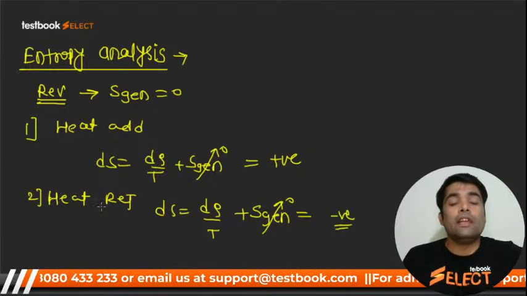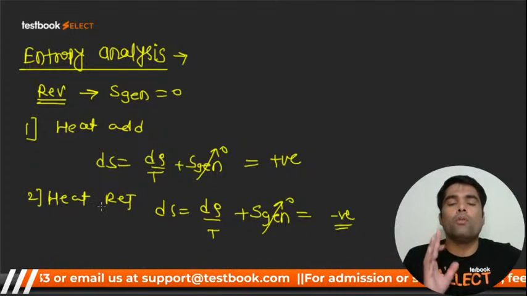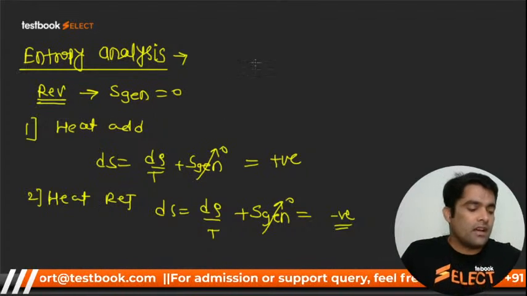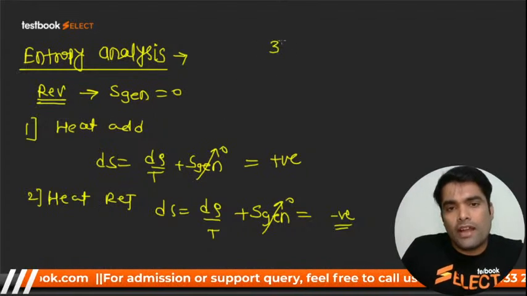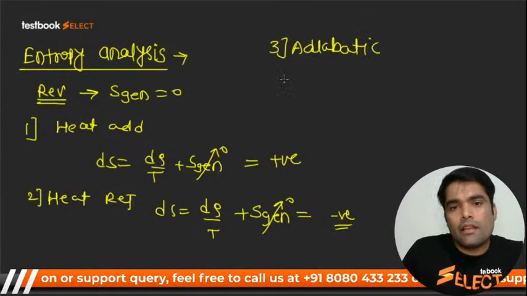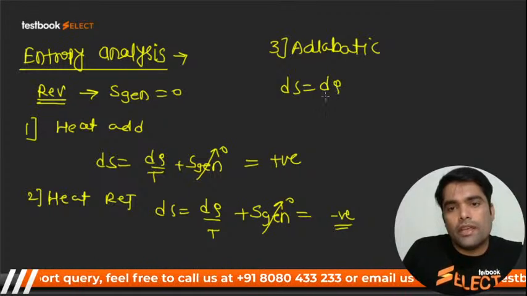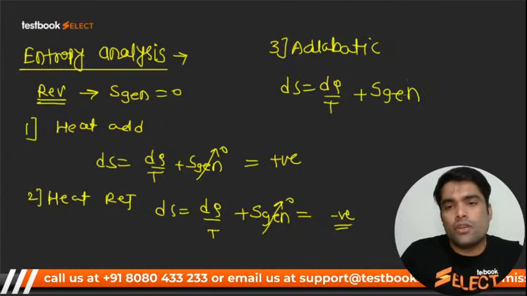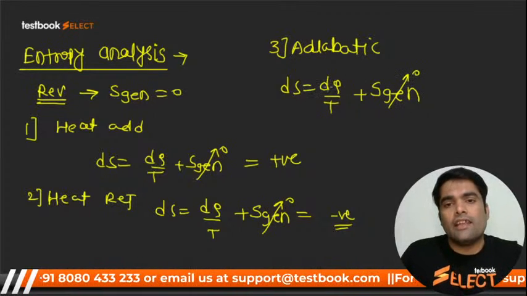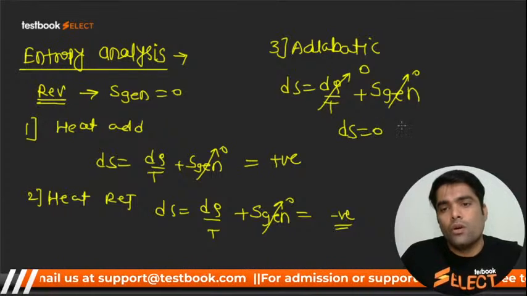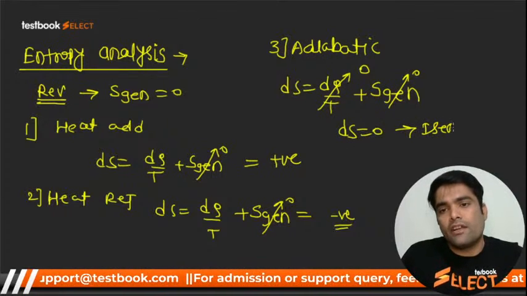Why negative? Heat rejection we always took as negative, as per our sign convention. Am I right? Yes or no? Here we go, for adiabatic, ds is equal to dq by T plus entropy generation, which is 0 as it is reversible. In adiabatic, the change in heat will be 0, so ds is equal to 0. I can say it's isentropic.